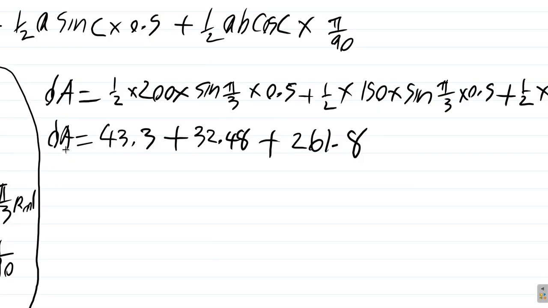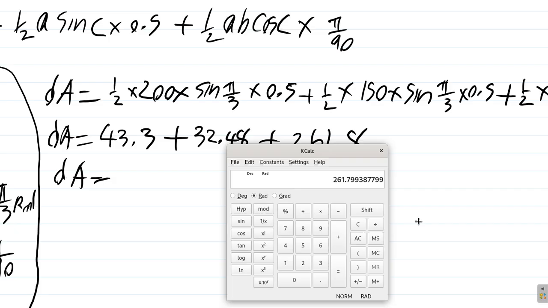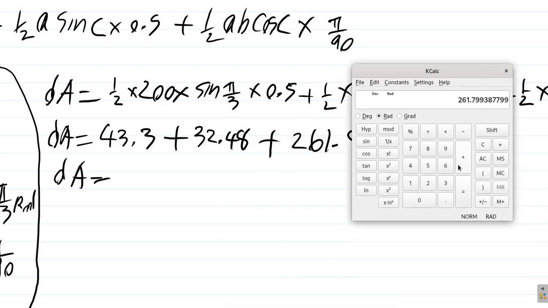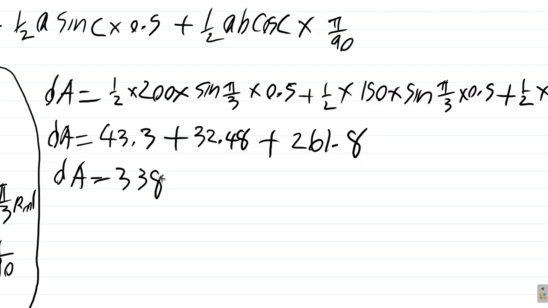So dA, the change in A, is going to be equal to the 261.8 plus 32.48 plus 43.3 equals. So we have, call it 338.